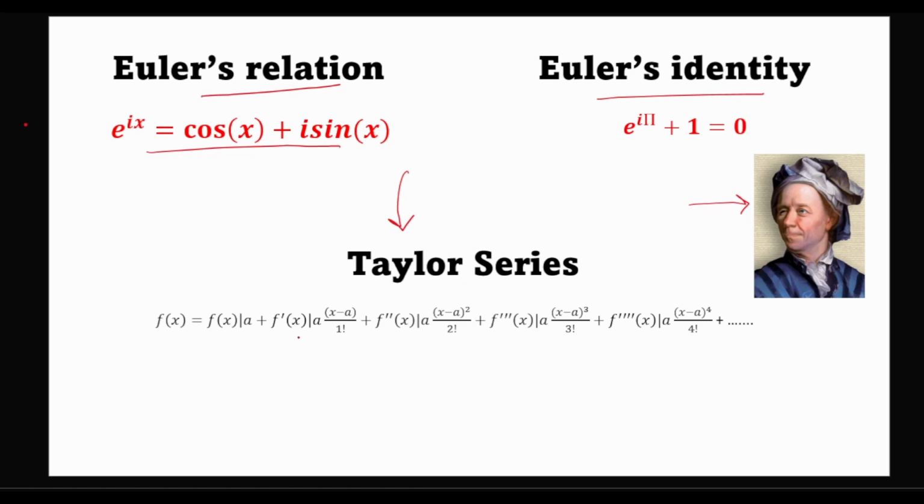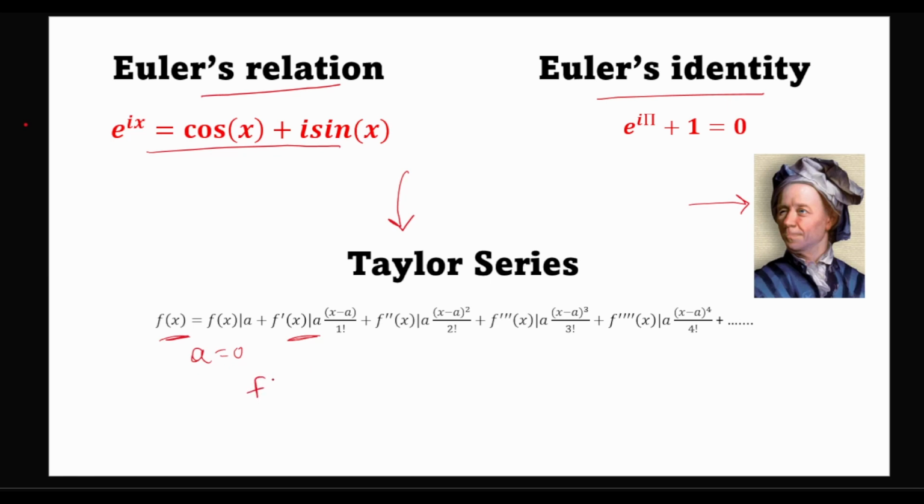The Taylor series basically says that a function f of x can be expressed as an infinite sum of terms in terms of the function's derivatives at a certain point a. Now, the Maclaurin series is a particular case of the Taylor series when a equals 0.